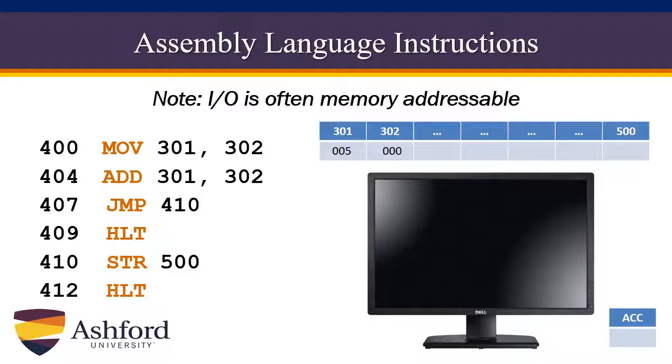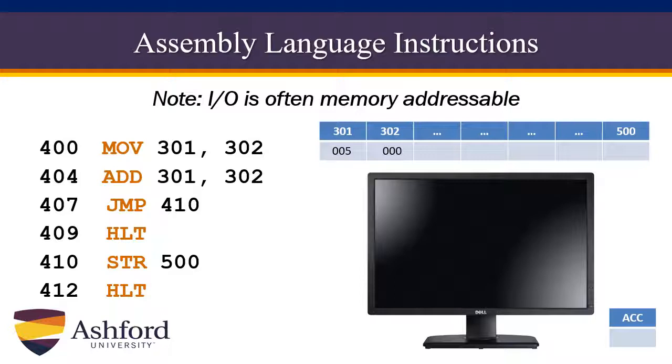I'd like to provide you with a very simple example of how a computer may process assembly language commands one by one. In this example, you'll see 400 through 412, which represent memory cell locations. At memory location 400, we have the opcode move, and then we have two operands, 301 and 302. At memory location 404, we have the opcode add and two operands, 301 and 302, and so on and so forth. Over to the right, you'll see memory locations 301 and 302 because those are the memory locations we'll be manipulating, and then memory location 500 over to the right.